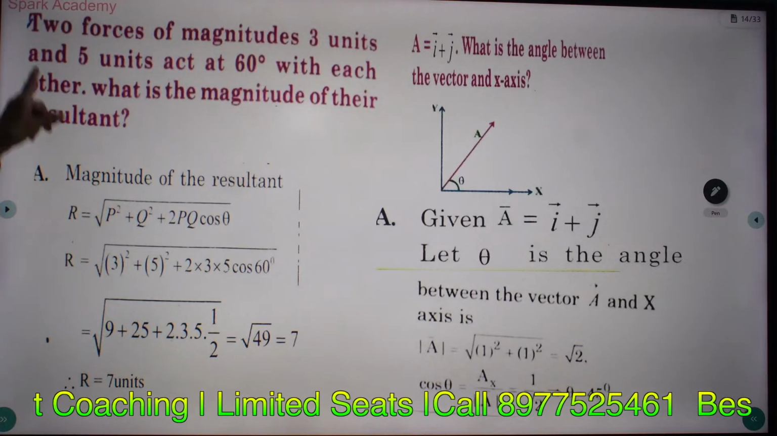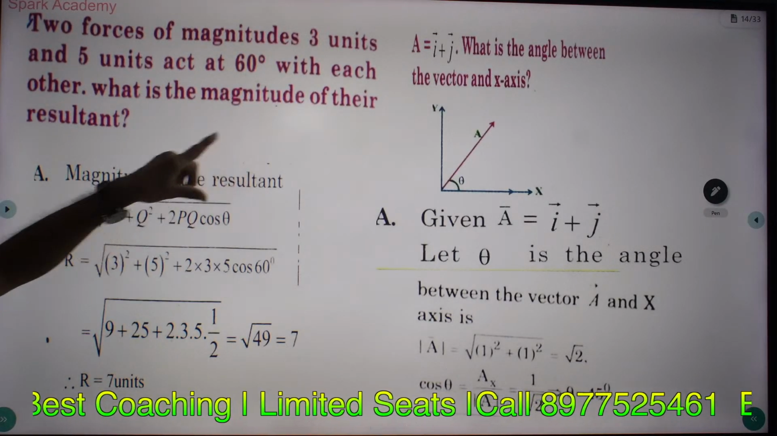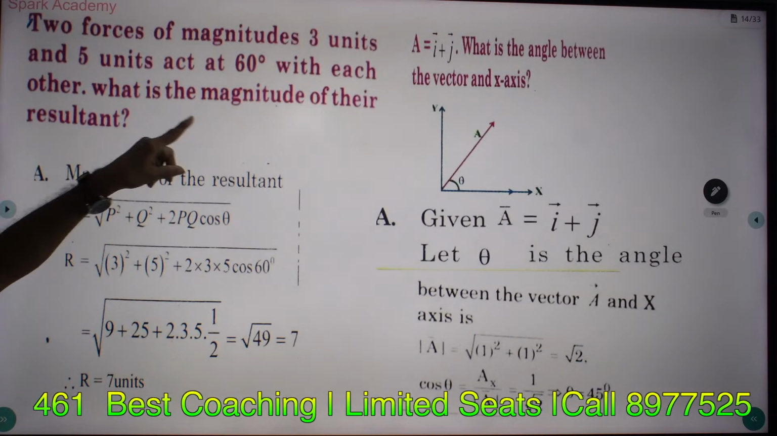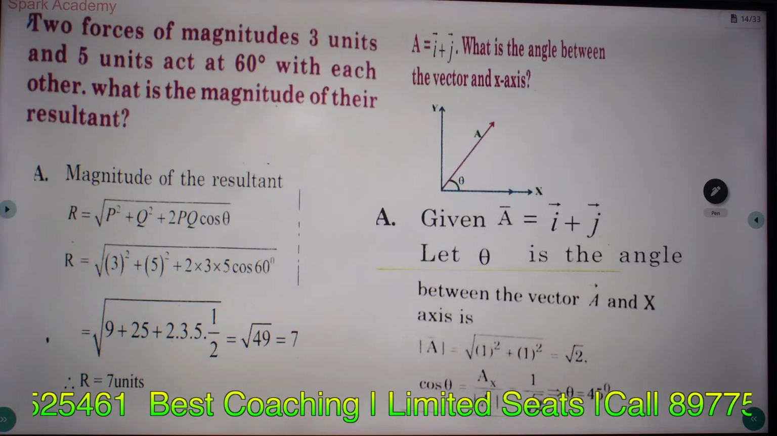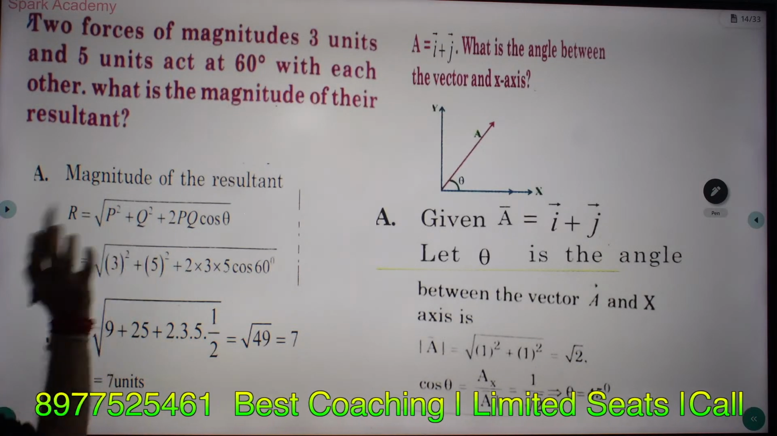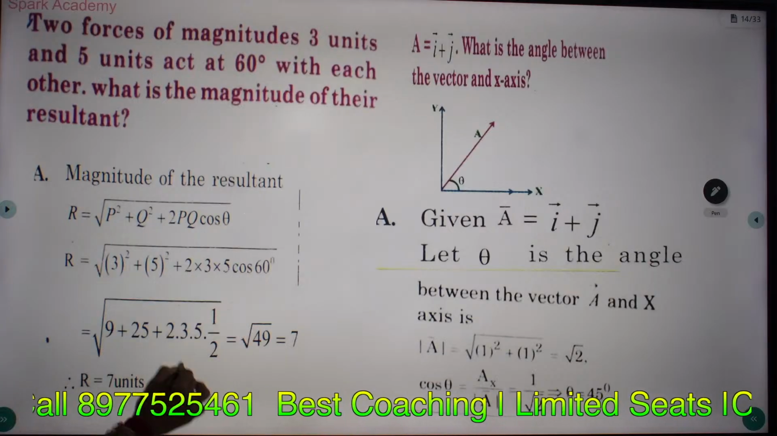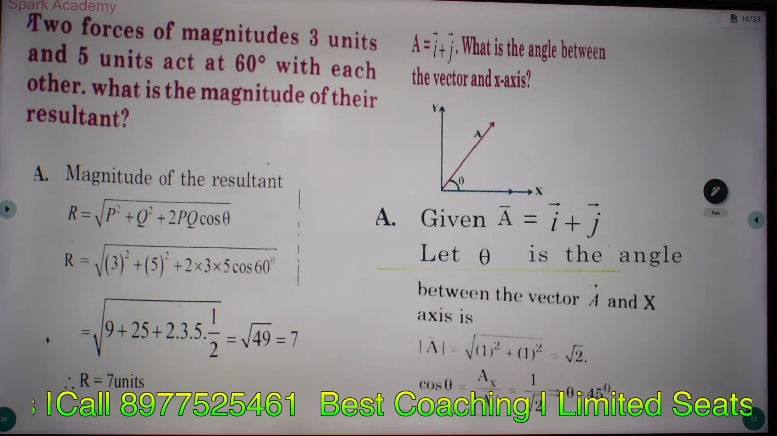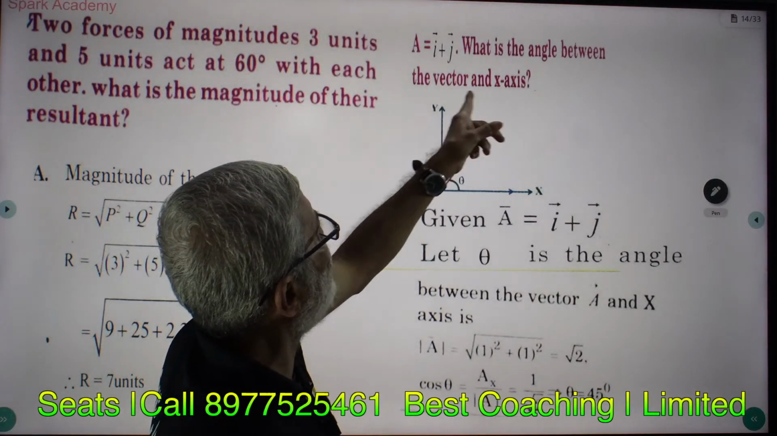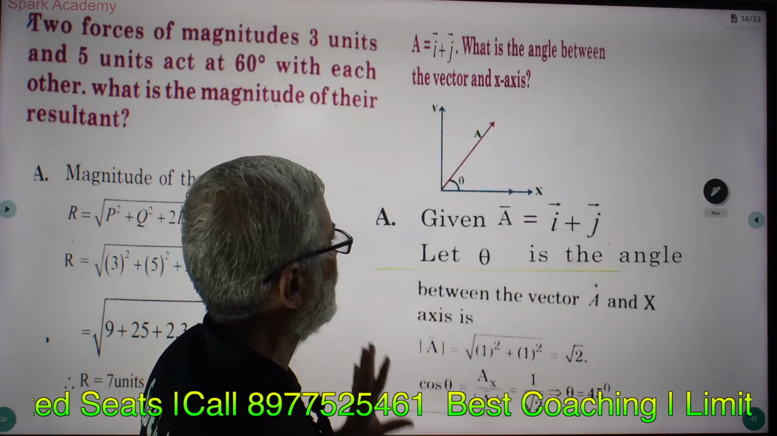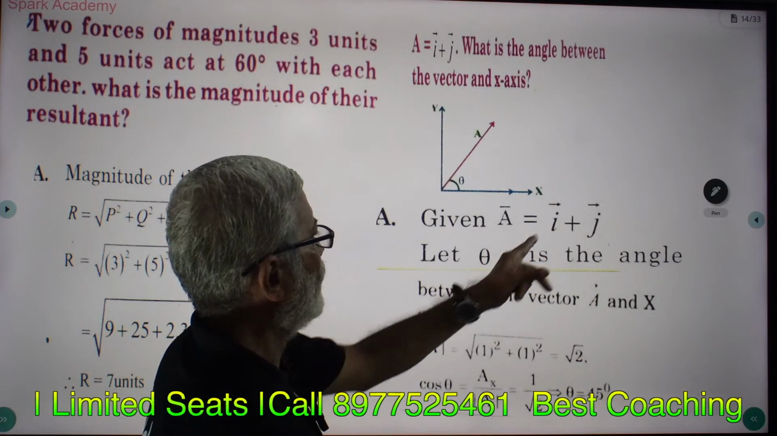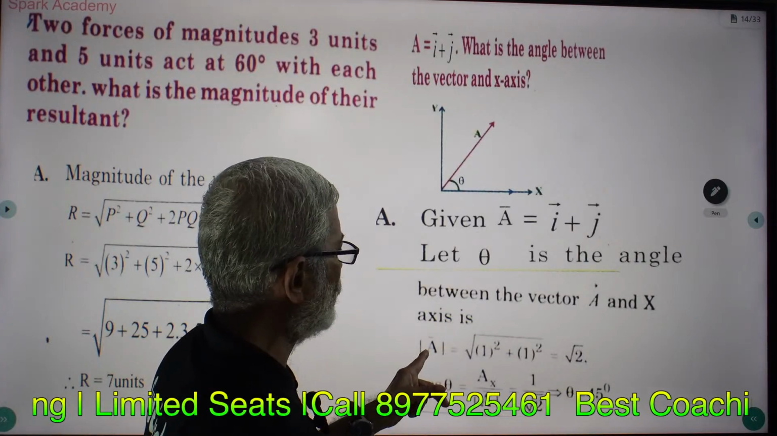Now another problem. If two forces of magnitude 3 units and 5 units act at an angle of 60 degrees with each other, what is the magnitude of the resultant? Already you know the formula for the resultant; P, Q and theta are given, just substitute and you will get the answer. What about this problem? A is equal to i plus j. What is the angle between the vector and the x-axis? So what is the given vector? i plus j. First you need to find its magnitude.